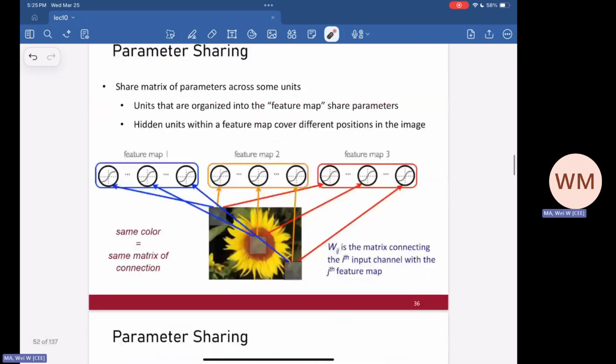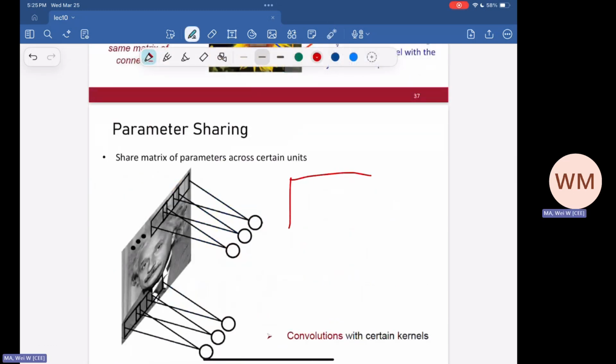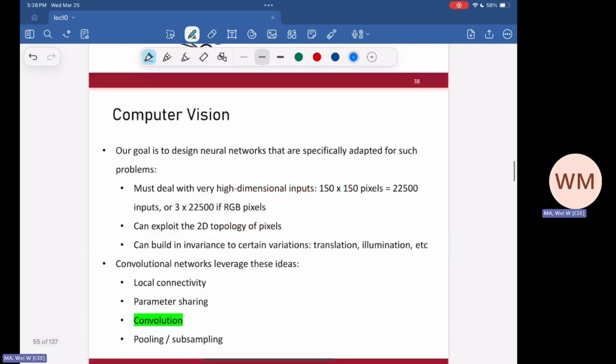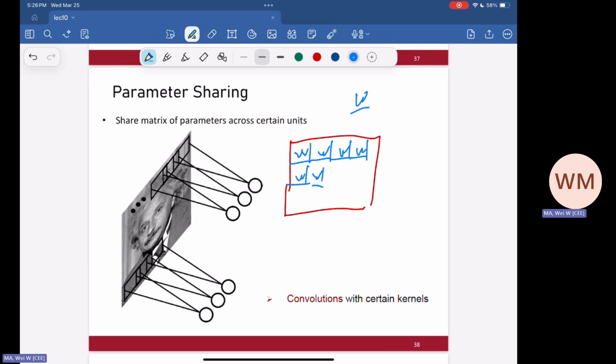That basically says that if you have different filters, we are using the same weight, we don't use separate weights. Technically, given this whole image, we use W to calculate here, we use W to calculate here, we use the same W to calculate everywhere. So in that case, you only have a very limited number of parameters because you only have one W, but it can be used everywhere. So this is parameter sharing.